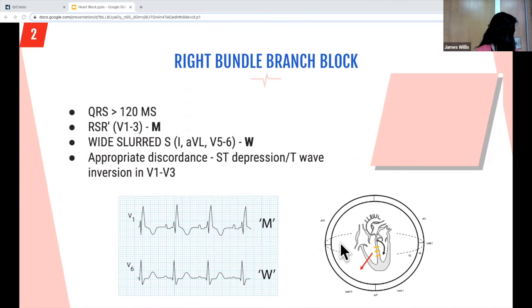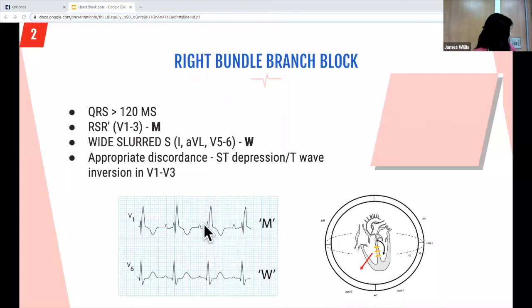And a way to really think about this: remember, conduction is going to go down the septum, left to right, and then down. If you knock out the right bundle branch, you're still going to do the same thing, going down left to right and down, except your net EKG axis is going to be right and down. So if you remember your axis deviation, this is similar to a right axis deviation.